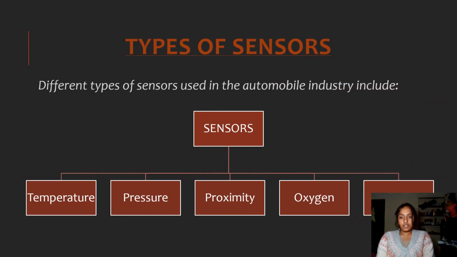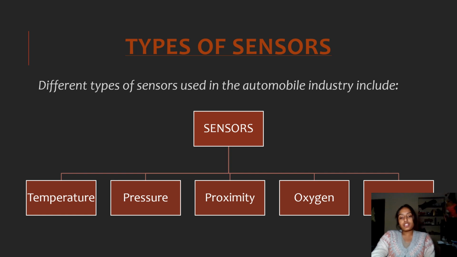Now, let us look into some different types of sensors. In the automobile industry in general, we use pressure sensors, temperature sensors, proximity sensors, and oxygen sensors. And the other one is the speed sensor. In case of a temperature sensor, it is used for checking the temperature. It takes the temperature input from the physical environment and converts it into digital signals.